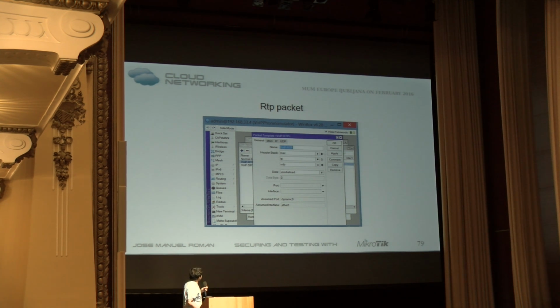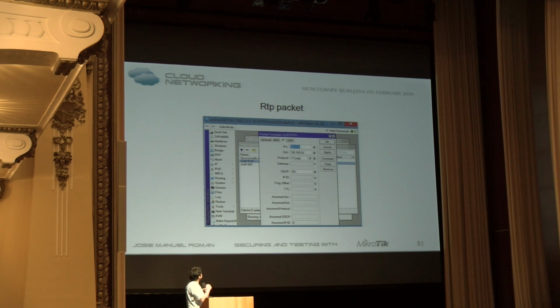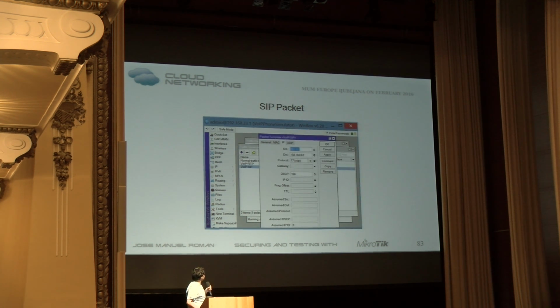The first one you can see is RTP with MAC, IP, and UDP headers. MikroTik assumes some values, in this case the MAC, and you don't need to put the MAC in the header. You only need to put the IP addresses. For RTP, you need ports between 10,000 and 20,000, and in this case, we use 15,000. And here, there is the SIP packet, and we only need to put the addresses and the DSCP 104.